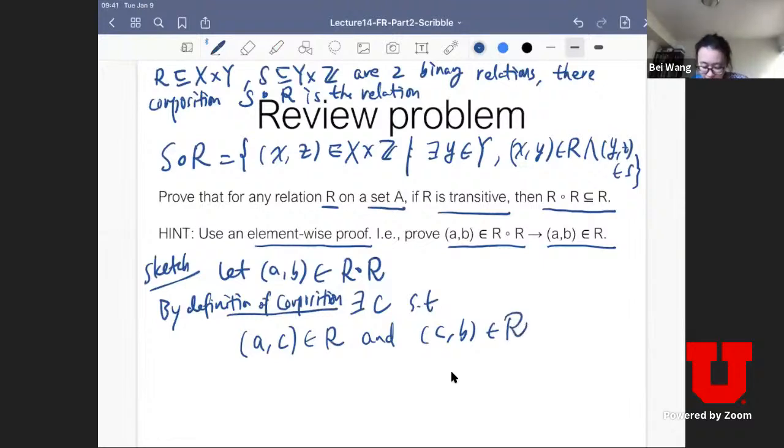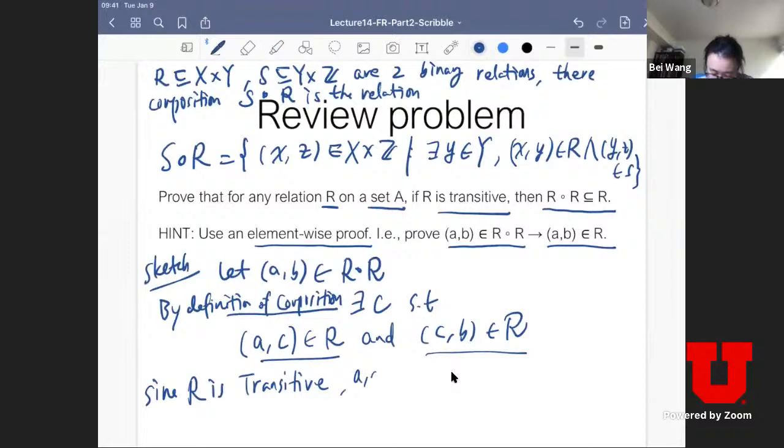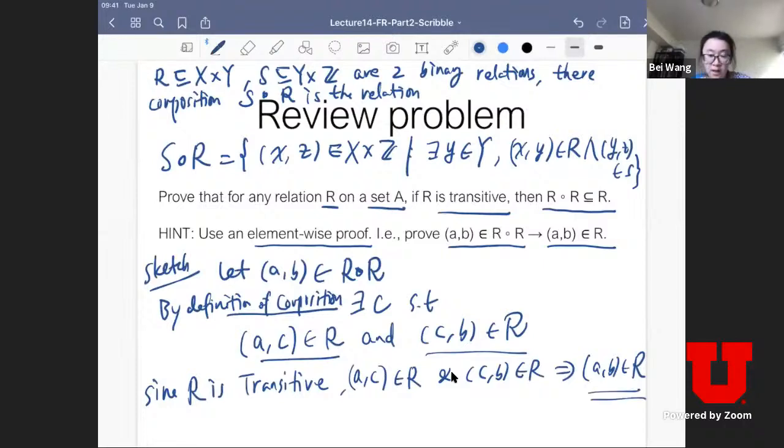Okay? Because we have these two, since R is transitive, and we have AC is in R and CB is in R, this implies by transitivity, AB is in R. So that's it. That's the end of the proof. We start with AB, that is an element from R composed with R. We end up showing that it's an element in R. So the left-hand side is a subset of the right-hand side.